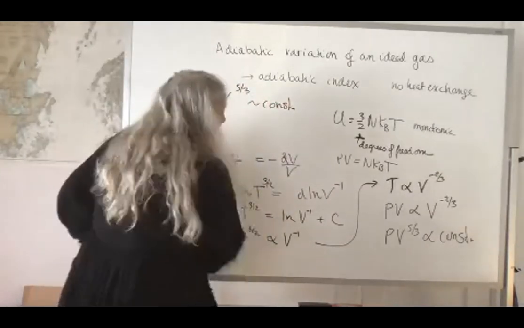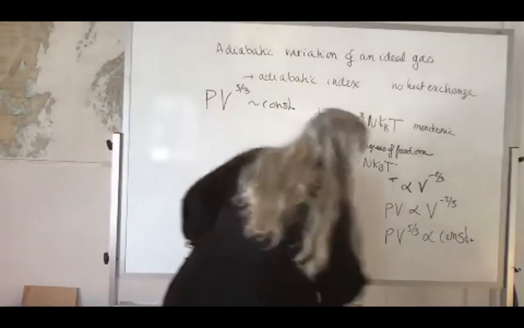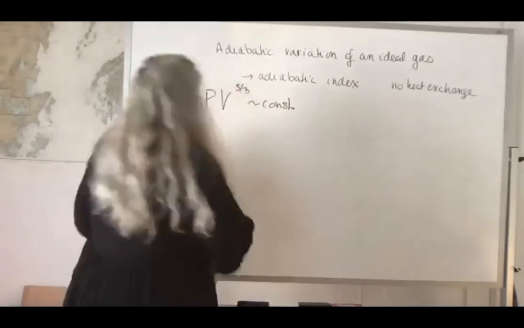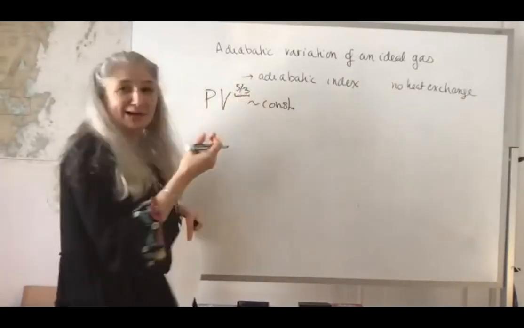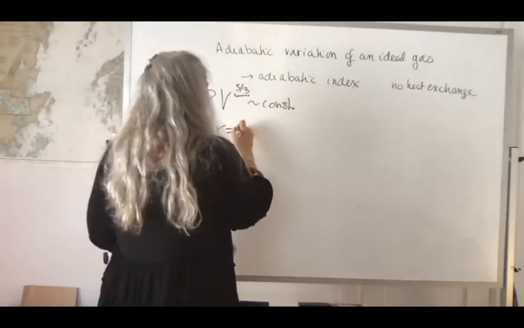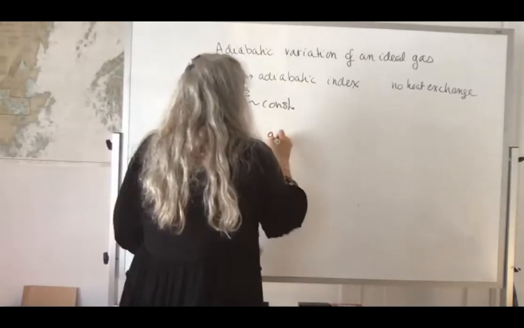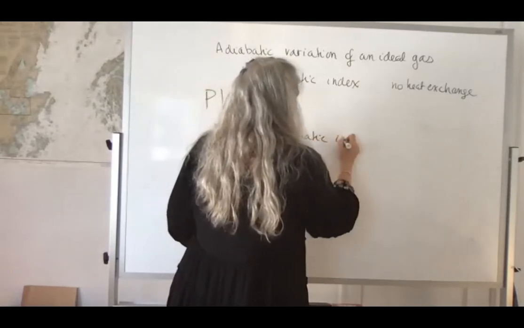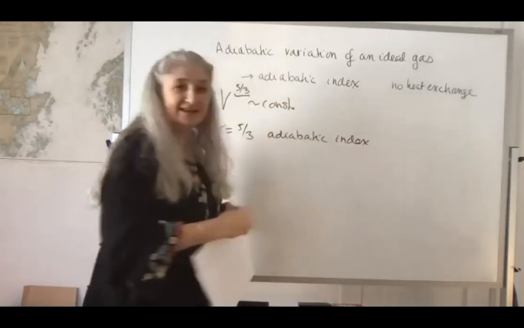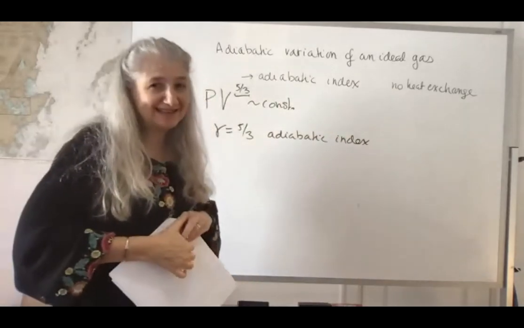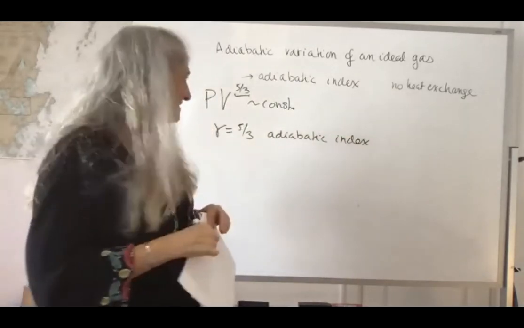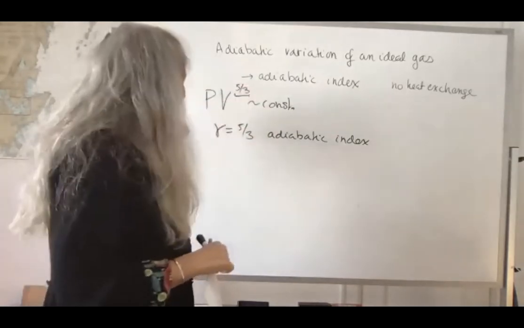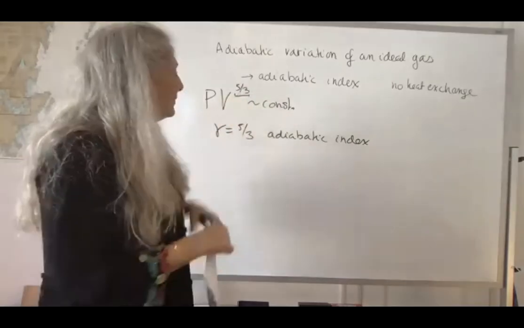Okay. So I promised I was going to tell you what the adiabatic index is. And that's this right here. So it's a power. So gamma is 5/3, the adiabatic index. So it tells you, temperature is not staying fixed for an adiabatic variation, but PV to some power is staying fixed. Yeah, so this was for a monatomic gas.